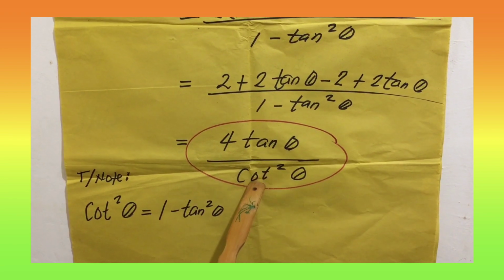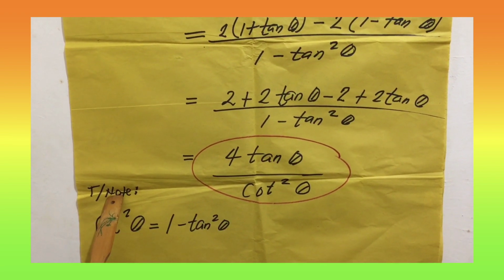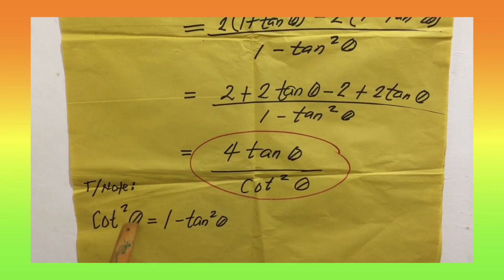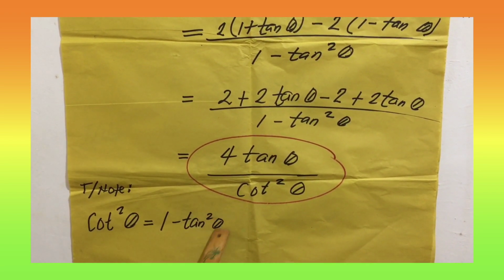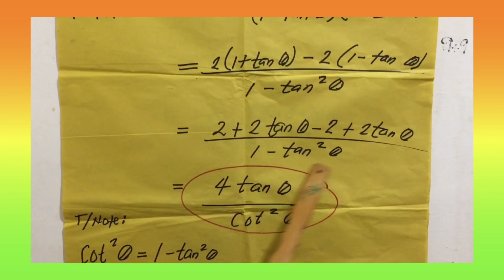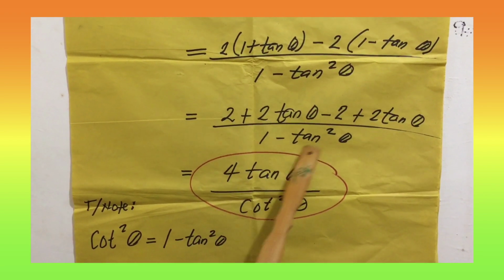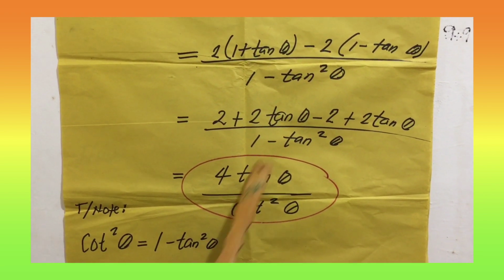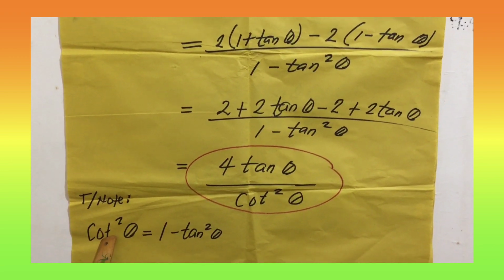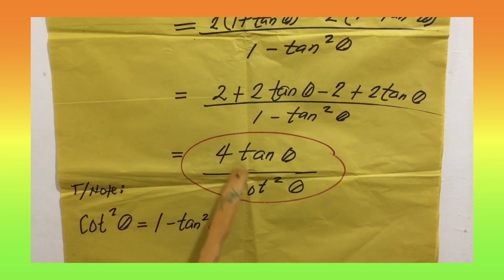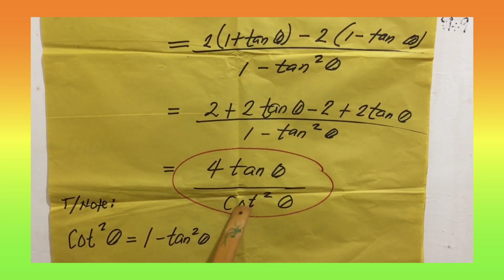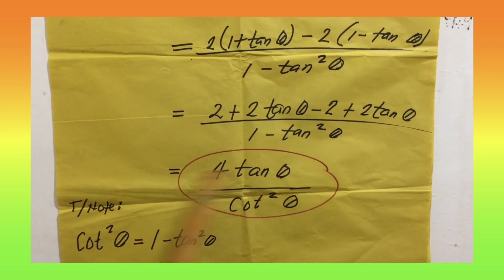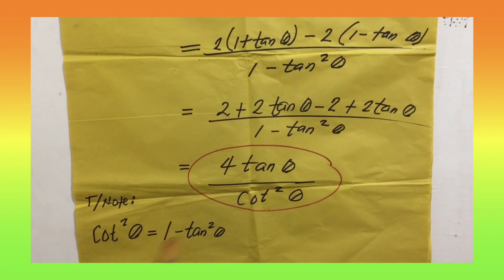Then this time, we have a take note here. If we have cotangent squared theta, this will be equivalent to 1 minus tangent squared theta. But in here, in our denominator is 1 minus tangent squared theta, so therefore our denominator should be cotangent squared theta. That's why our final answer is 4 tangent theta all over cotangent squared theta from this expression.